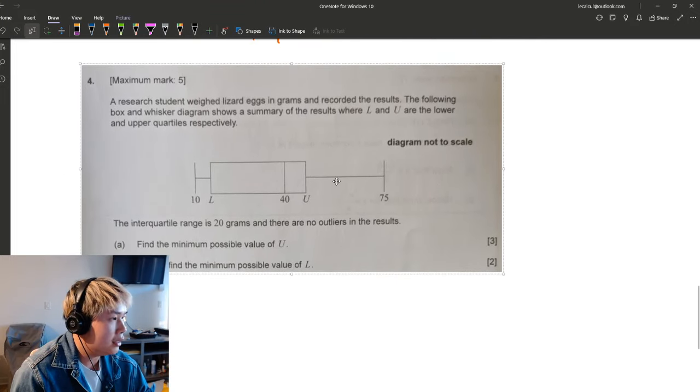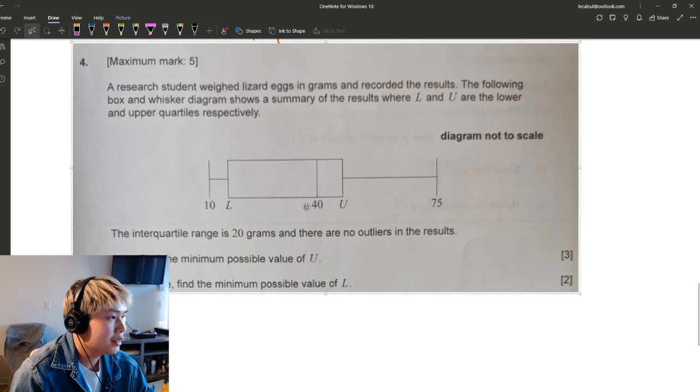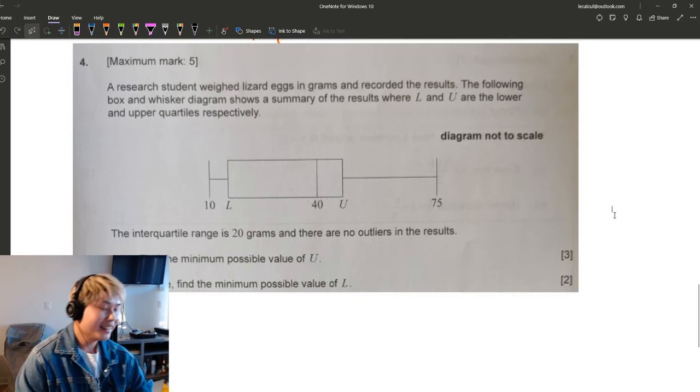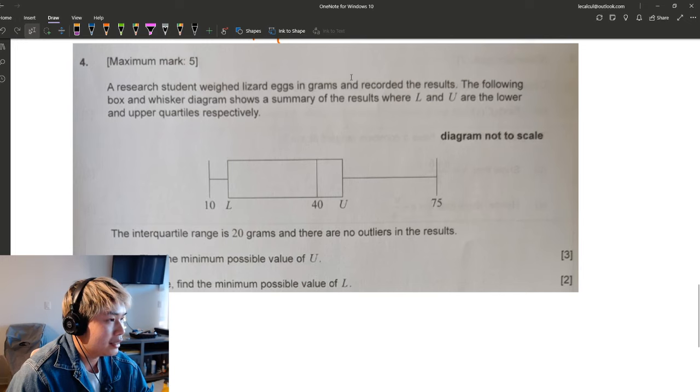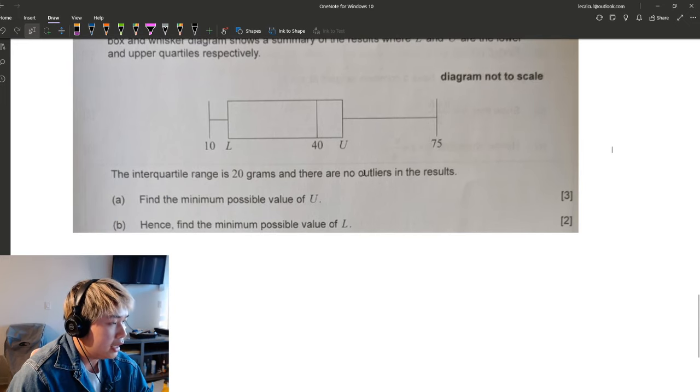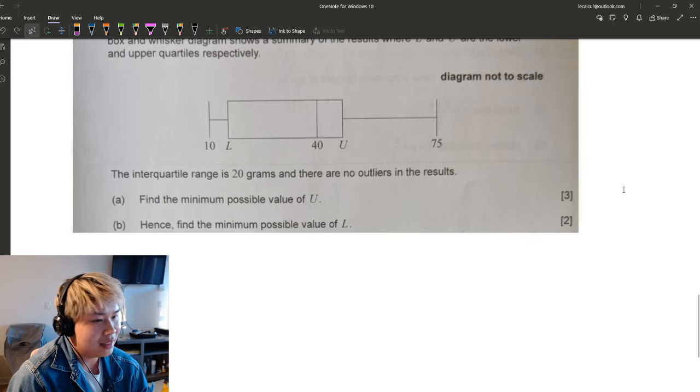Okay. There was a student that pulled up in my Discord, and then he just blew up on this question. This box and whisker plot. So, what are you doing? You're weighing lizard eggs in grams, and then you're recording the results. And then here are your results. L and U are the lower and upper quartiles. So this is the first quartile, this is the third quartile. Sure. The IQR is 20, and we also know that there's no outliers. And then we need to find the smallest possible value of U here. So this is why they didn't like it, because there's never been a question like this so far, and it requires them to use their brain a little bit, just a tiny bit.